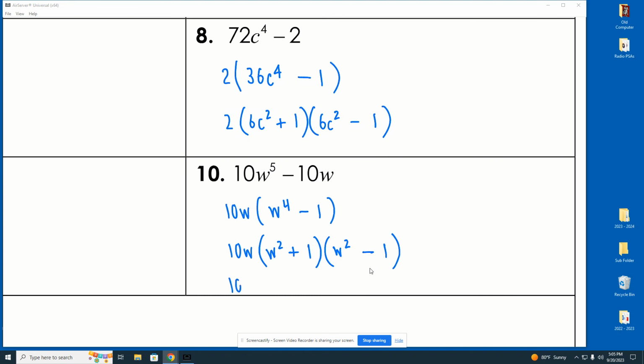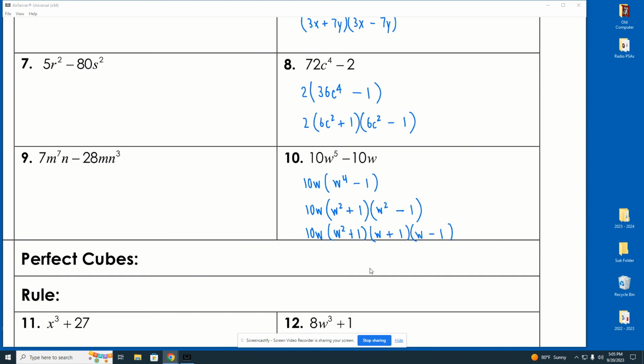So I'm going to bring down the 10w. I'm going to bring down the w squared plus 1. But remember, I can factor difference of squares into two binomials. What multiplies by itself to get w squared? W. What multiplies by itself to get 1? 1. What's the rule? One's positive, one's negative. Now it's been completely factored. Okay? So a little challenge there, okay? You do something only to realize it can be done even more. So you kind of got to be on your toes with these different polynomials that we can factor. So just be aware, okay?